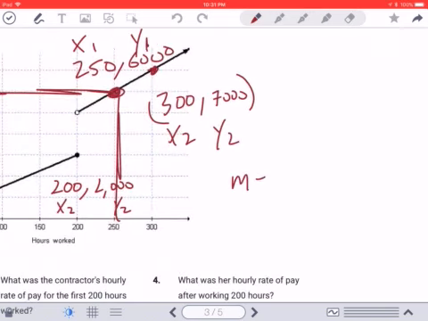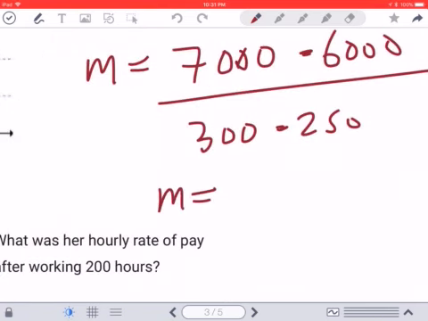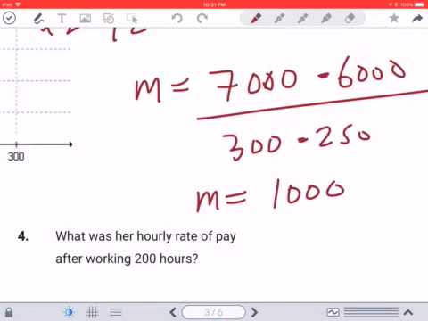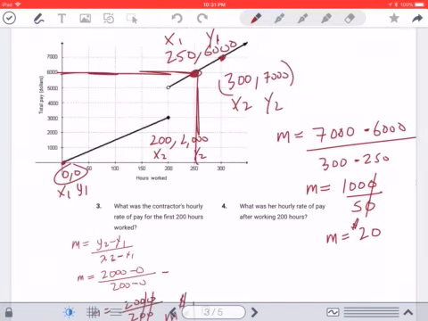And I'm going to do the slope here. So Y2 is 7,000. Y1 is 6,000. X2 is 300. And X1 is 250. And if I find the slope, that would be his hourly rate. This is going to be 1,000 over 50. Chop that off. I get 100 divided by 5. So now he's making $20 per hour. Okay. So the slope is definitely a little bit steeper than that. So he's making more after he works that first 200 hours.